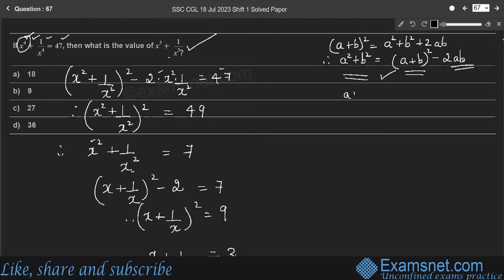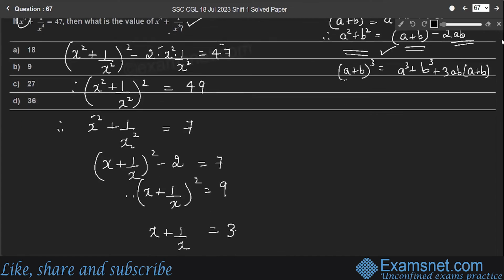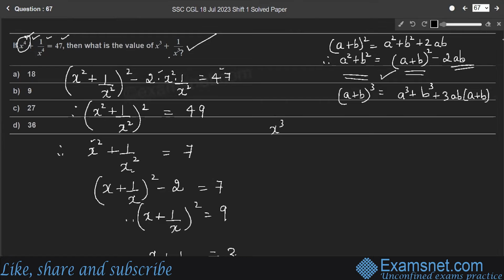So we know the formula for a plus b the whole cube. It is a cube plus b cube plus 3 times ab into a plus b, right? Here the left hand side, x cube plus 1 by x cube, is in the form of a cube plus b cube, which is equal to a plus b the whole cube, so x plus 1 by x the whole cube minus this part, 3ab, 3 times x into 1 by x, right? 3ab into a plus b is x plus 1 by x, right?